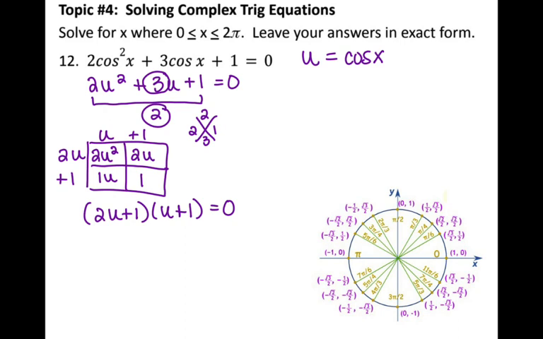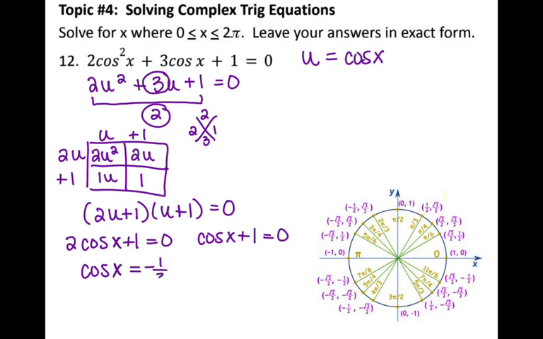But of course, we're not actually solving for u. We are solving for angle measurements for cosine. So now I'm going to go ahead and put my cosine back in there. So I have 2 cosine of x plus 1 equals 0, and cosine of x plus 1 equals 0. For this first equation, I can subtract 1 from both sides and divide by 2. So I get cosine of x equals negative 1/2. For my second equation, I can subtract 1 from both sides, so I get cosine of x equals negative 1.